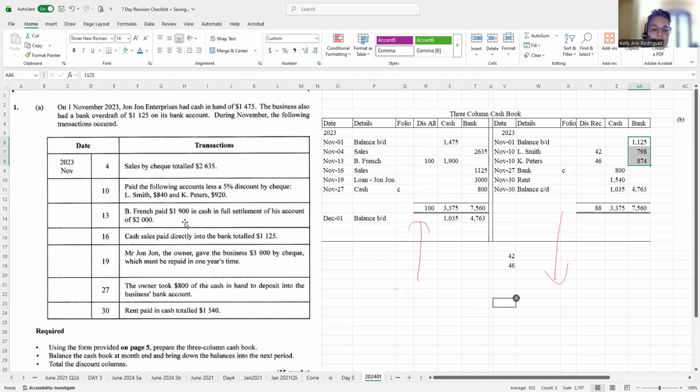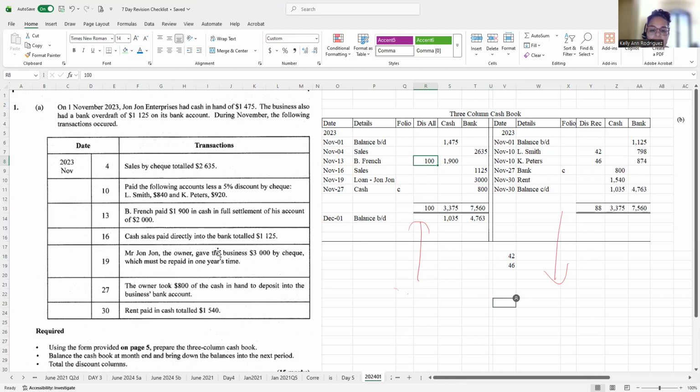B. French paid $1,900 in cash in full settlement of his account for $2,000. So he paid it to who? John. So is it bank or cash? Cash. So we're going in our cash column. Is it increasing or decreasing? John is receiving from B French, so it is increasing. So therefore it will go on the debit side, under cash, 1,900 received. But he settled an account for 2,000, so you get $100 off in discount. That's it. So you put it in the discount column.